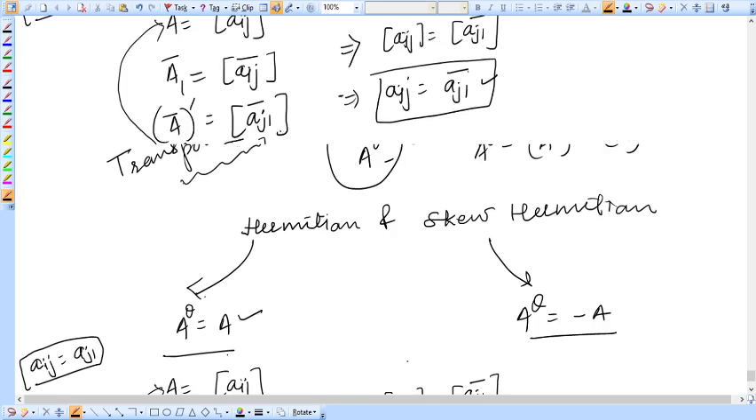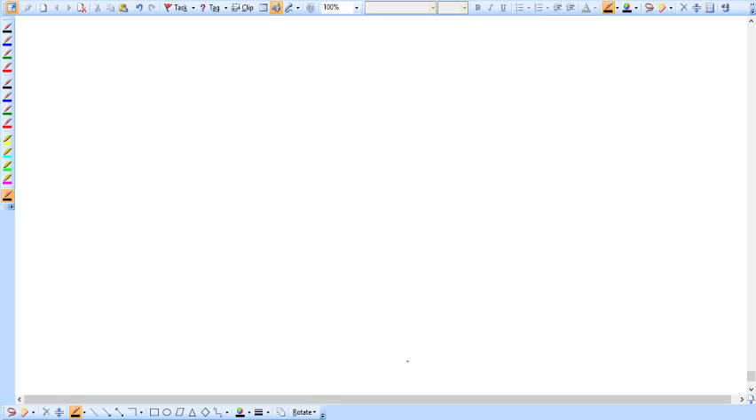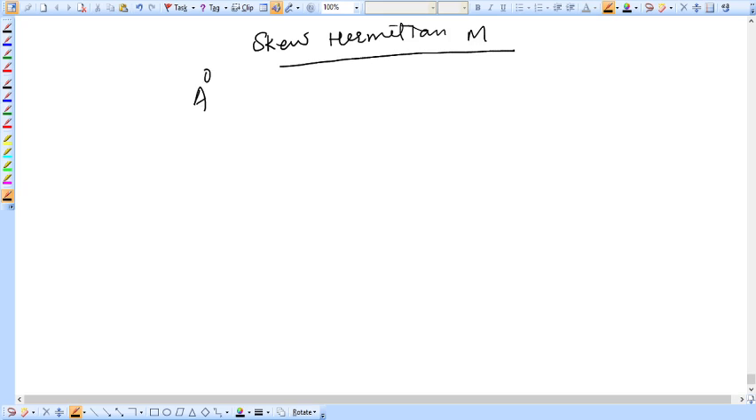Now we see the same property for skew Hermitian. We are going to see some properties of skew Hermitian matrix. Okay, so see, for a skew Hermitian matrix, A theta is equal to minus A.